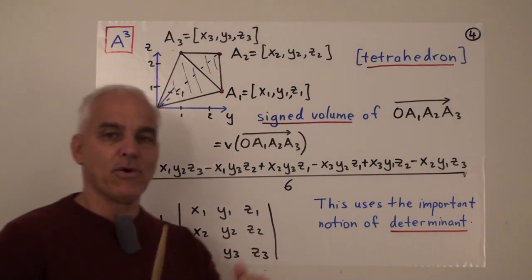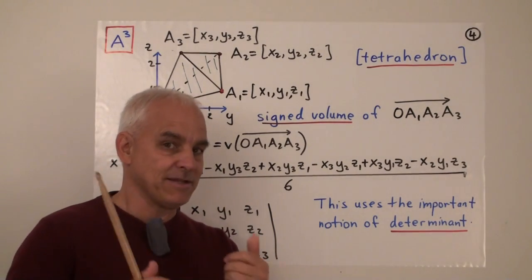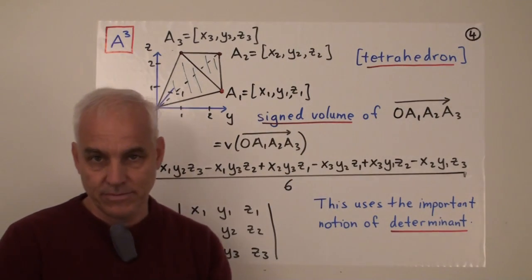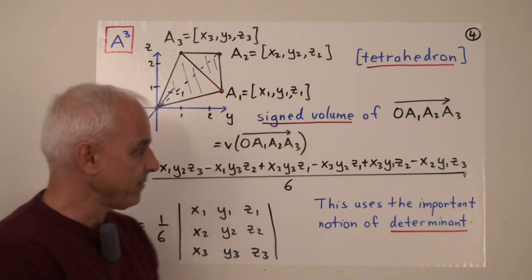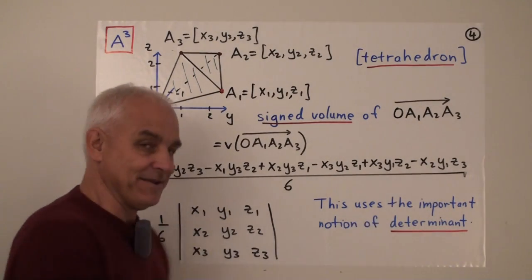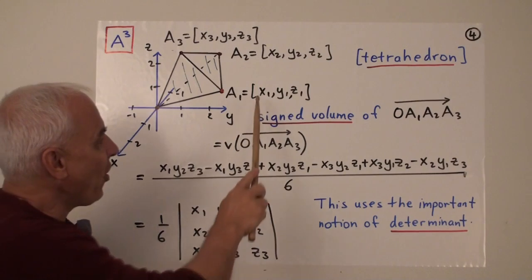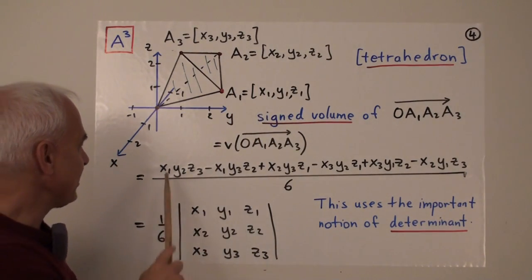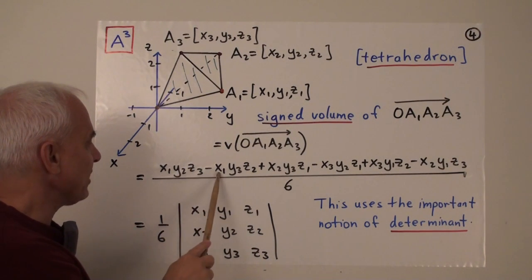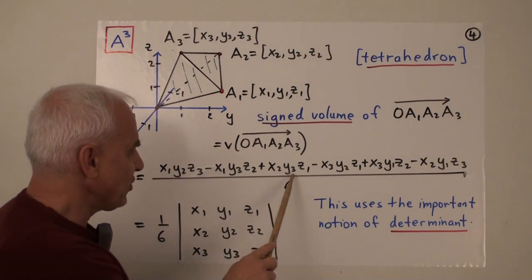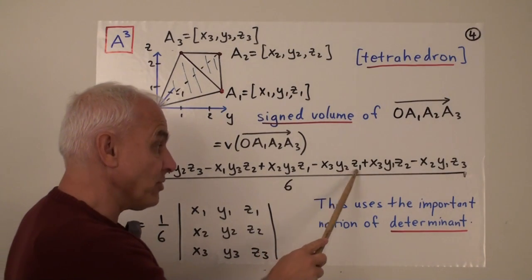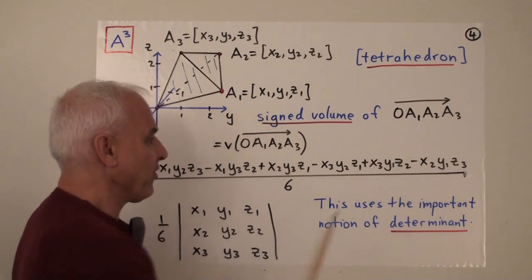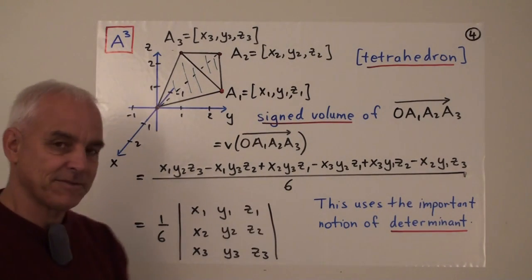And corresponding to our notion of signed length of a segment and signed area of a triangle, there's a notion of a signed volume of this tetrahedron. What is that? Well, it's a little bit more complicated. Okay? It involves all of these 9 numbers, as it really must. And it is x1 y2 z3 minus x1 y3 z2 plus x2 y3 z1 minus x3 y2 z1 plus x3 y1 z2 minus x2 y1 z3. All over 6.